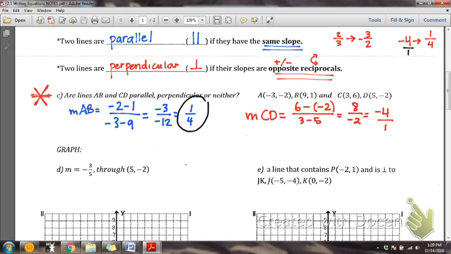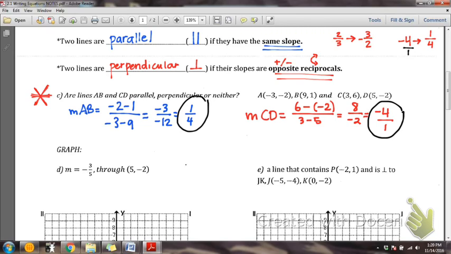So I have a positive 1/4 and I have a -4/1. Are these slopes the same? Are they the opposite reciprocal or are they neither? What would you guys say? Okay, so they're opposite reciprocal. If they're opposite reciprocal, does that mean these two lines are parallel, perpendicular, or neither? Perpendicular.